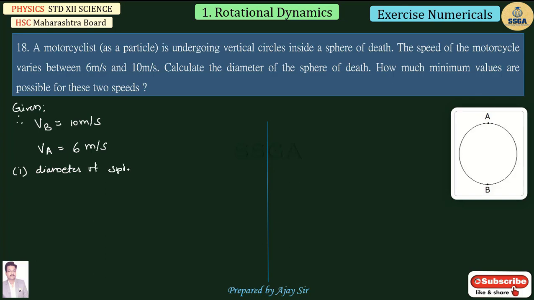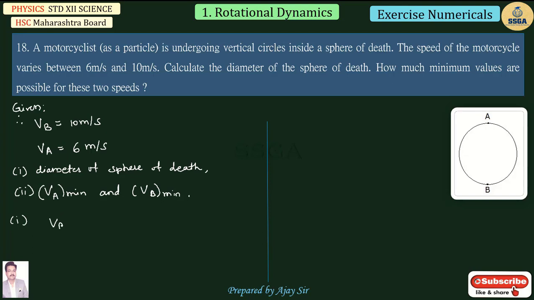Second, you have to find the minimum possible speeds: the minimum velocity at point A and the minimum velocity at point B. So let us start first. Let us use the known formula.